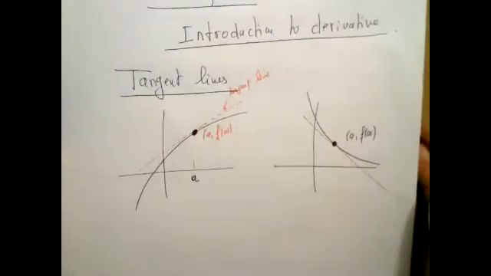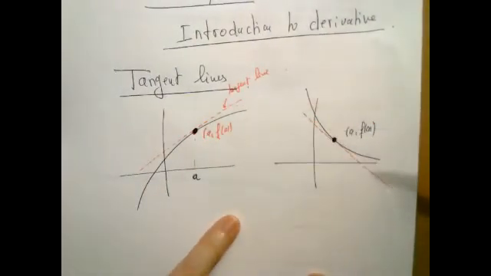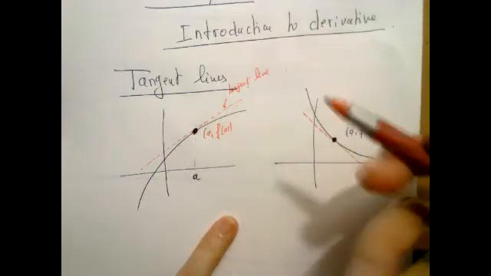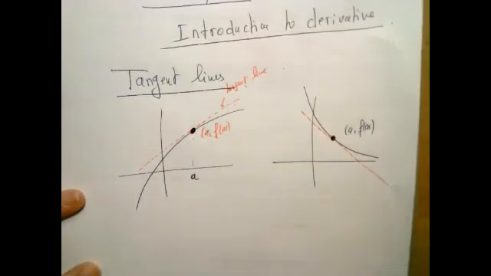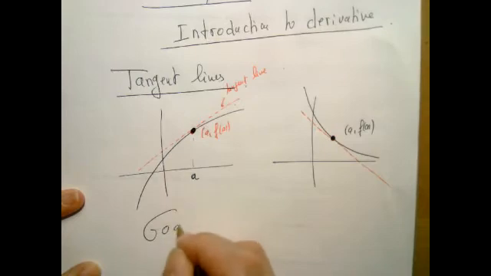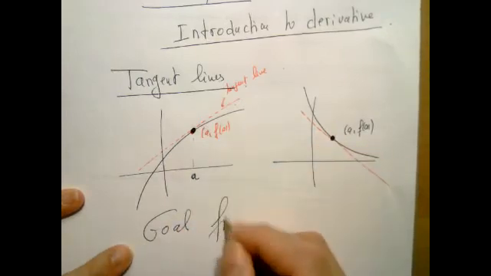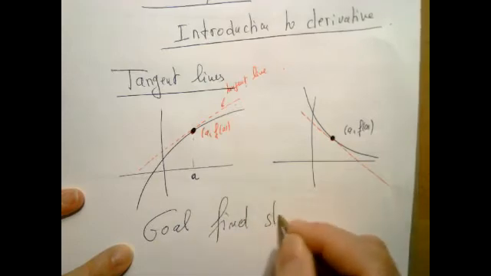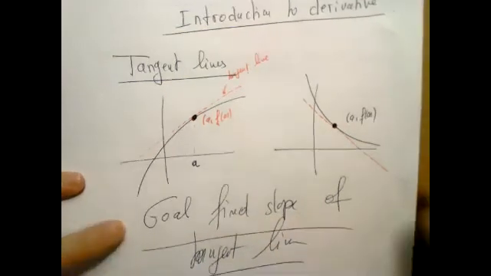Now, this is about this line. I drew this line by hand, of course, and if you draw it, it's going to be slightly different. We're not all going to draw it the same. Our goal is to find the slope of this line. That's really our goal. That's the geometrical problem goal: find the slope of the tangent line.